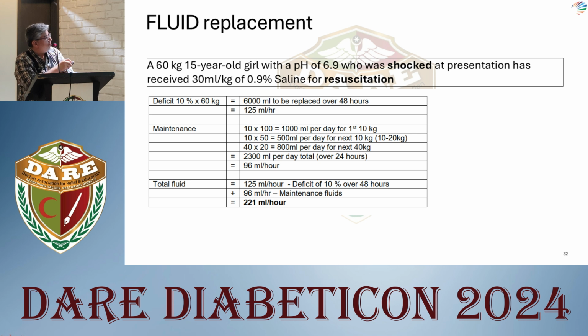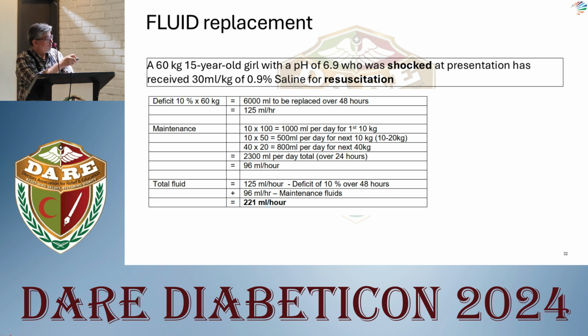Now there is another option: a 15-year-old child, 60 kilo weight, who is in shock. As I said, if you are in shock and you give a bolus, then this bolus is not subtracted as per BSPD. So for this 60 kilo child with severe dehydration and pH 6.9, you take a deficit of 10%, so 6000 ml. You are not going to remove any amount from here. This will be 125 ml per hour. Maintenance as per the Holliday-Segar formula comes to 96 ml per hour. So now this patient will be on 125 plus 96, that is 220 ml per hour. This is the fluid calculation for the first 24 hours.